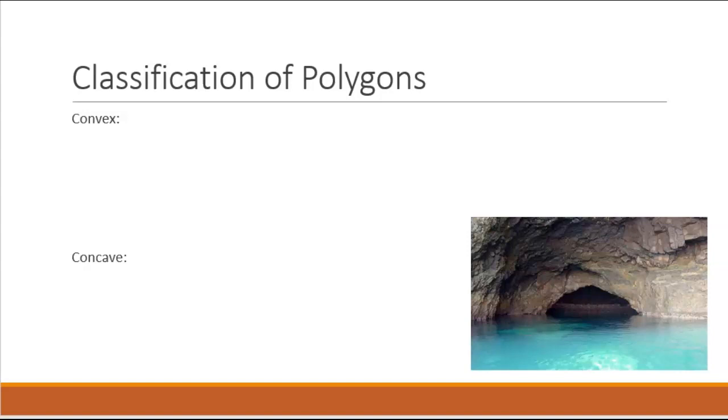We can classify polygons just like we can classify triangles. We can classify polygons in 2 ways. They are either convex or concave. So I'm going to draw some examples of convex polygons and see if you guys can tell me the difference.